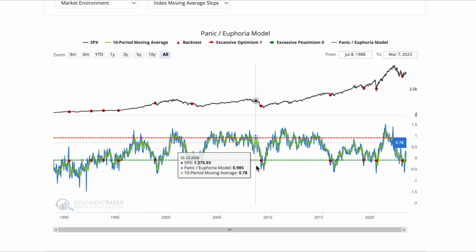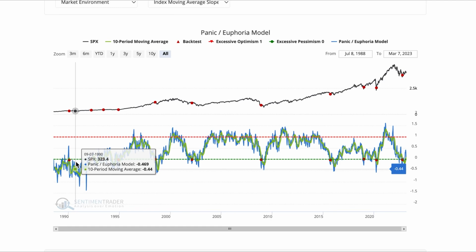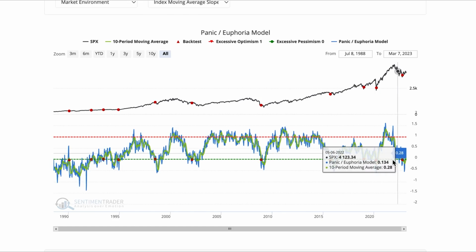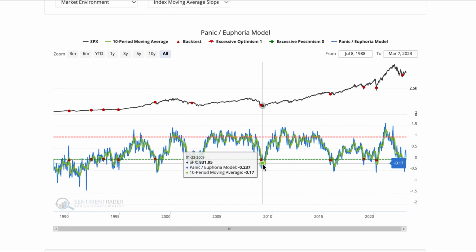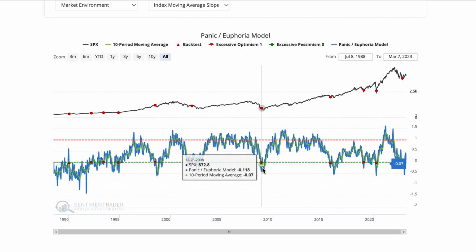So if we backtest this indicator and look at how efficient it was throughout history, we can take a look at these 10 readings where you essentially had this indicator go below that zero line, that green line that you see. That's when the indicator became very bearish. What did returns look like following that signal? Well, you can see out of 10 trades, 8 of them were positive. So yes, absolutely, the fact that sentiment is bearish generally means that forward returns are going to be better.